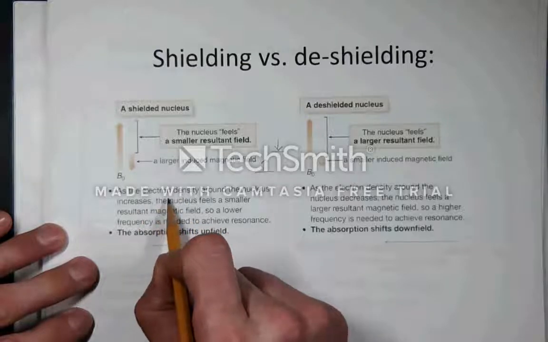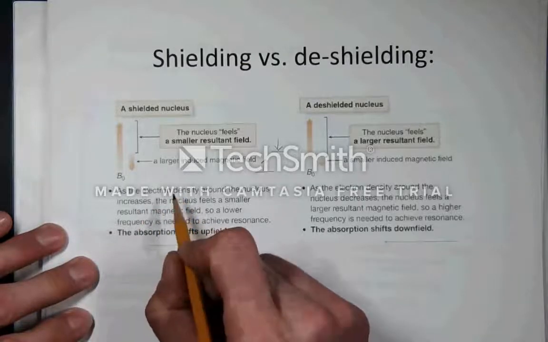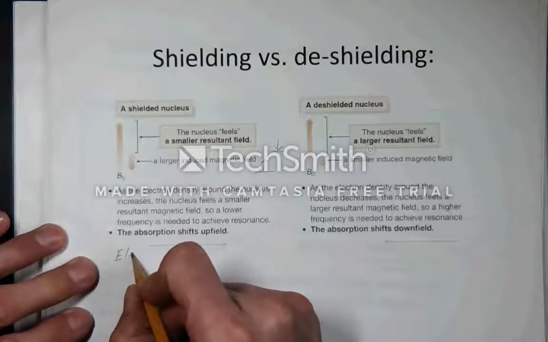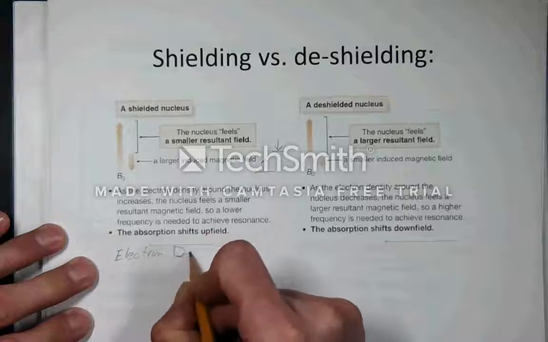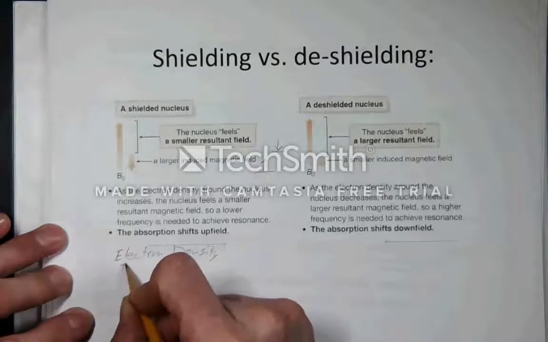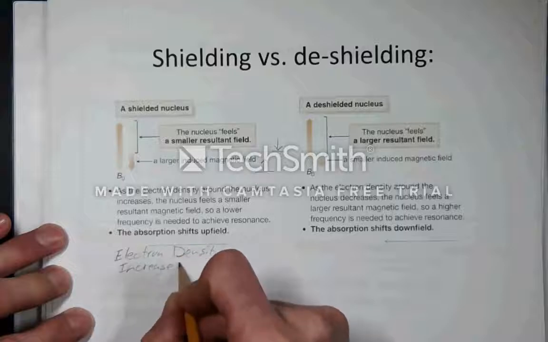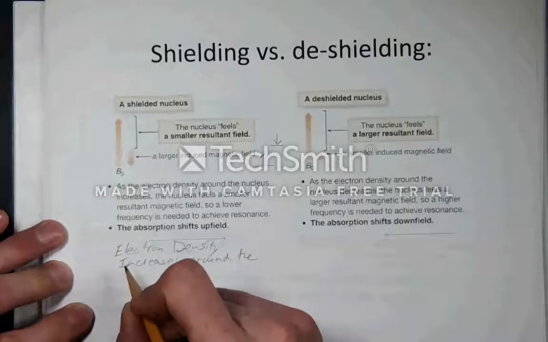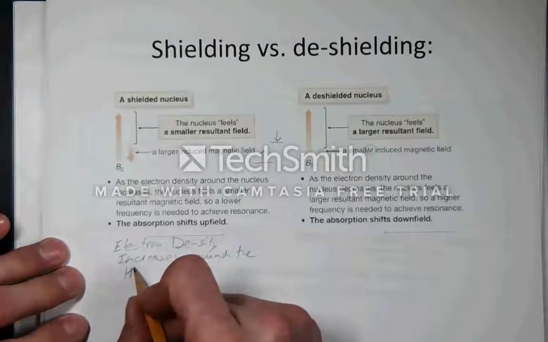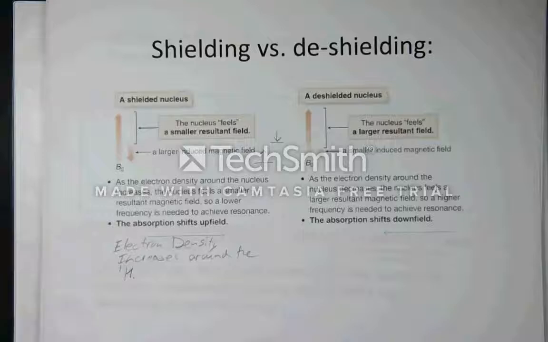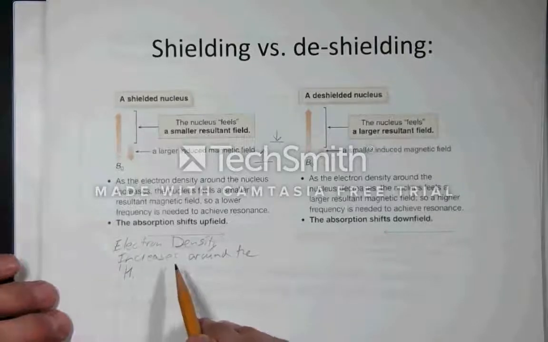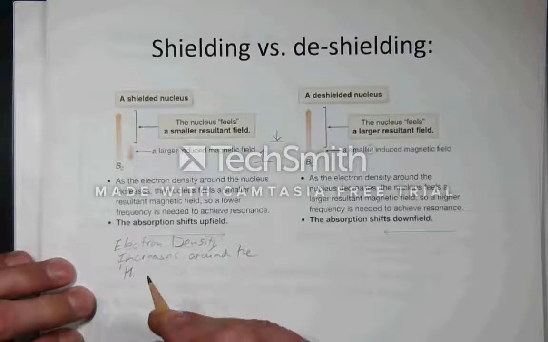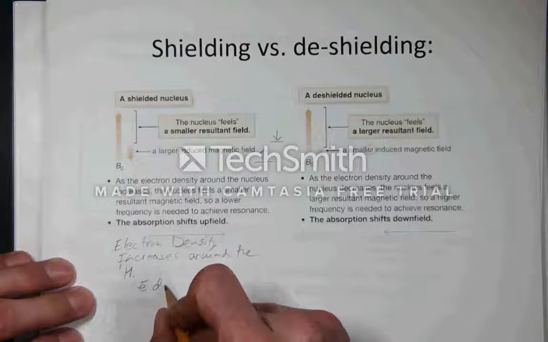Increases the electron density around the nucleus, so we have more electrons. So what can I say? This is the case where we have electron density increases around the proton. Now the thing about this is you don't really increase the electron density so much. There is a case where you do, and these are electron donating groups.